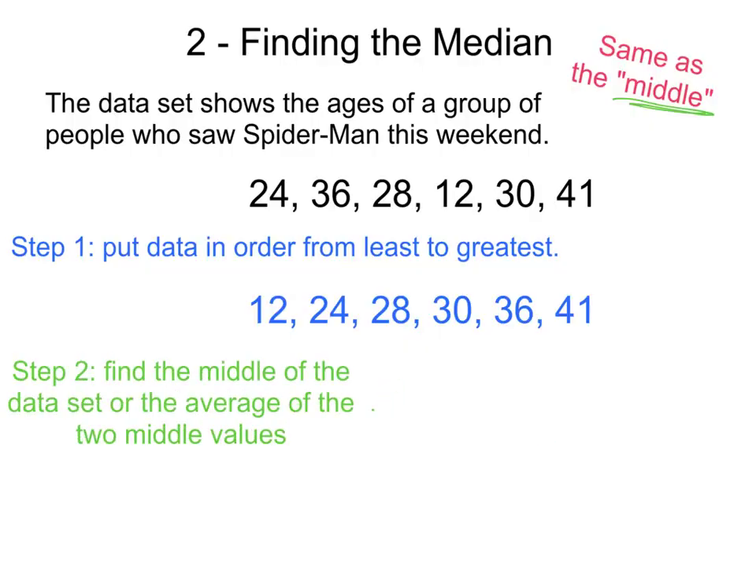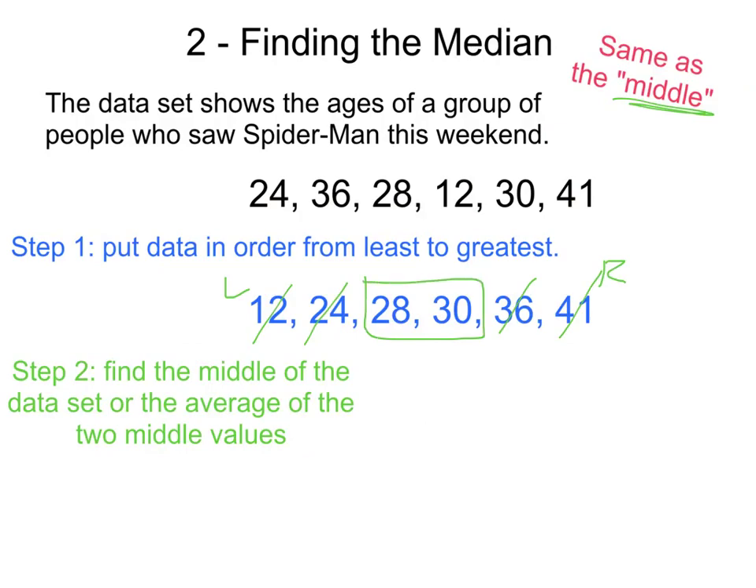So our second step is that we want to try to find the middle of the data set, or the average of the two middle values. So we're going to start from the left side and the right side, and we're going to cut off one from each side because we know that's getting towards the middle and we're making it even. So again, one on the right, one on the left, and we're left with 2 different numbers here.